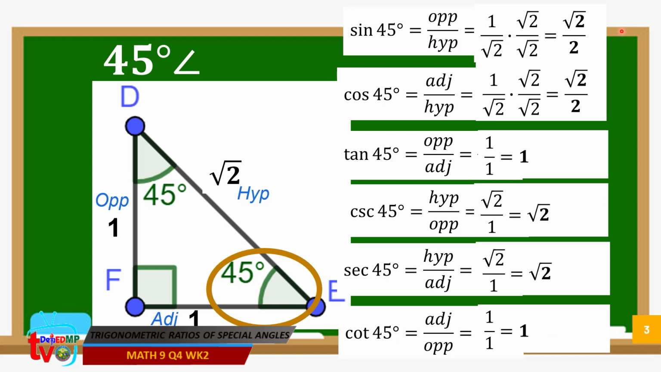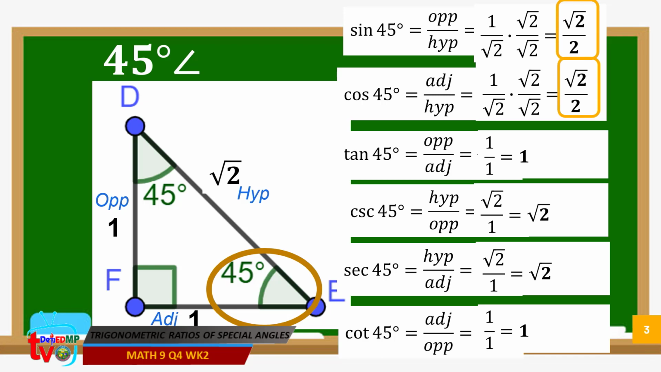Let us notice that the sine and cosine ratios are the same, the tangent and cotangent ratios are the same, and the cosecant and secant ratios are the same. So, what trigonometric ratios of a 45 degree angle have a value of square root of 2 over 2? Well done! They are sine and cosine ratios.